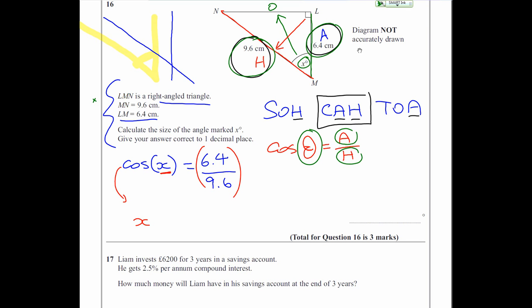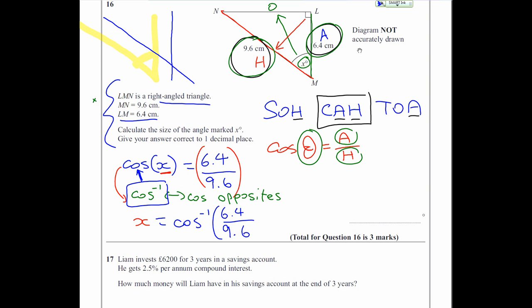So there's a special inverse of cos, which is cos to minus 1. Okay? And cos opposites. So what we want to do is the opposite of cos, which is cos to minus 1. We do it to both sides, and all it does is it gets rid of that cos, so we're just left with x. But obviously, we haven't got any cos on this side, so we have to do cos to minus 1 of the right-hand side.